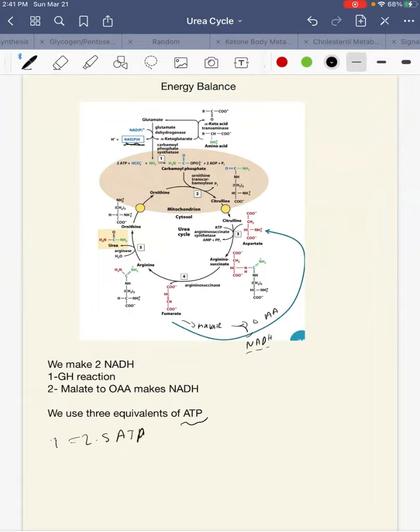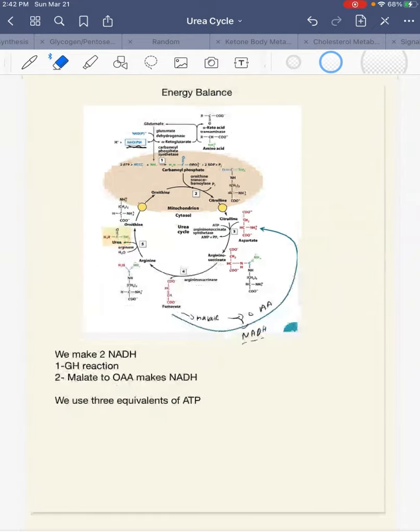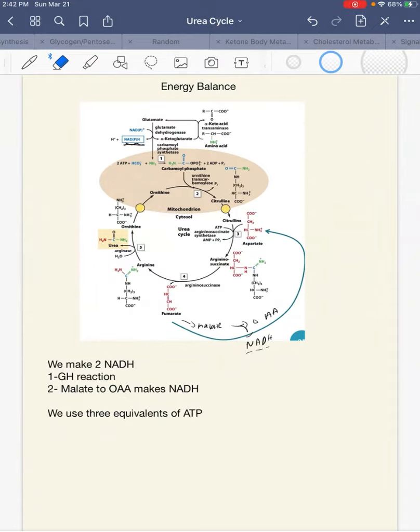So if we have 2 NADH times 2.5, we technically make 5 ATP, and we used 3 equivalents. So technically we generated energy for the cell when we run the urea cycle. But most of the time, you're not going to run the urea cycle to make energy. You're just running it to excrete ammonia. But it's kind of nice that it allows the cell to excrete ammonia, and you also get these NADH that then can be converted into energy in the electron transport chain.